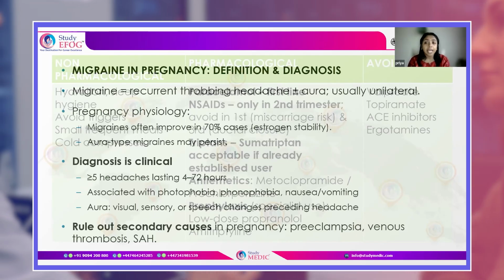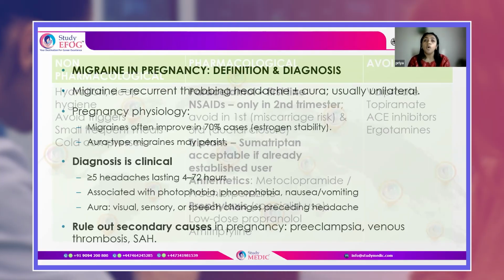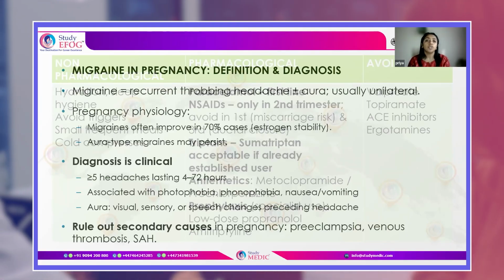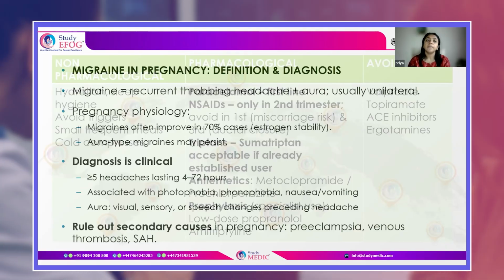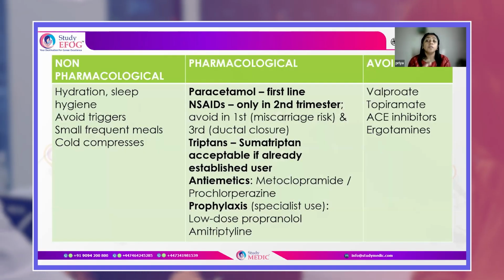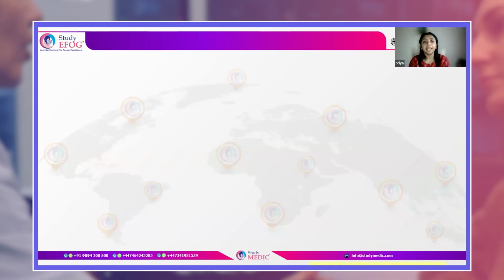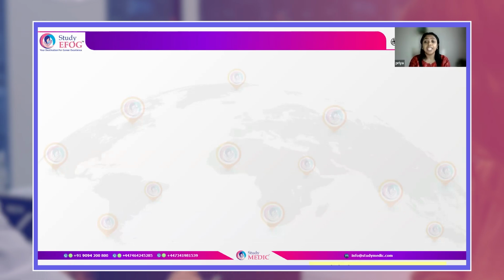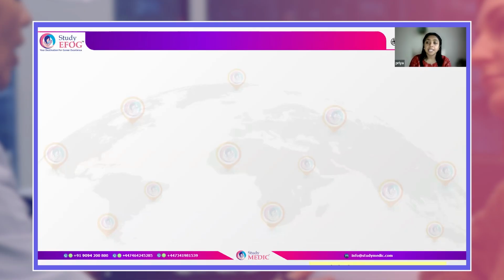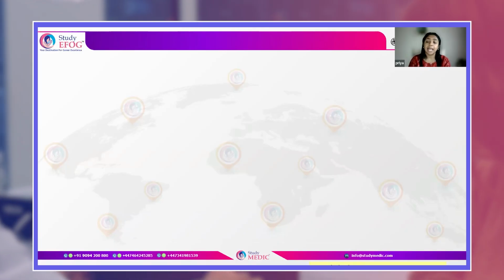So we need to educate the women to avoid taking over-the-counter medications and to go to the hospital for proper care and evaluation. Now, what is the most important thing? Whenever we are dealing clinically with a woman with migraine, there are certain conditions wherein we need to escalate immediately to the senior obstetrician, the neurologist, the emergency medicine team, and the anesthesia.